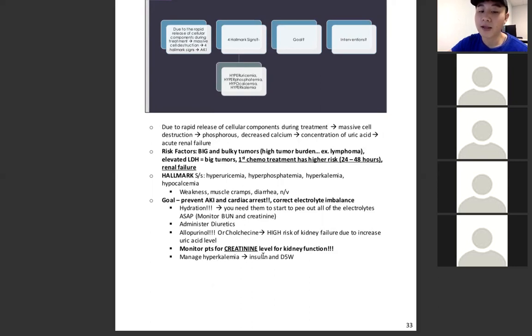Monitor the patient's creatinine level for kidney function, remember, and manage hyperkalemia by using insulin and D5W.